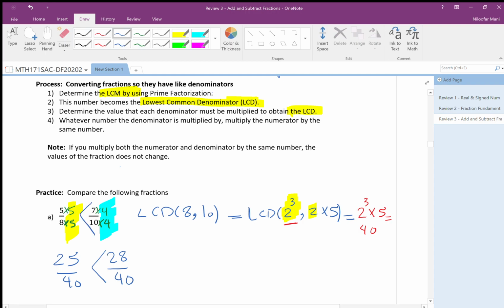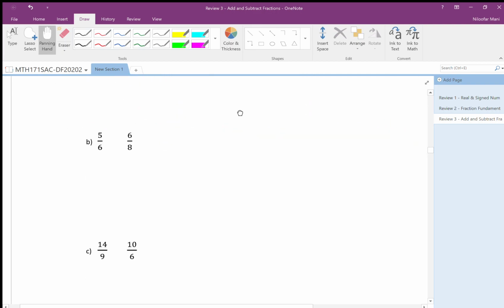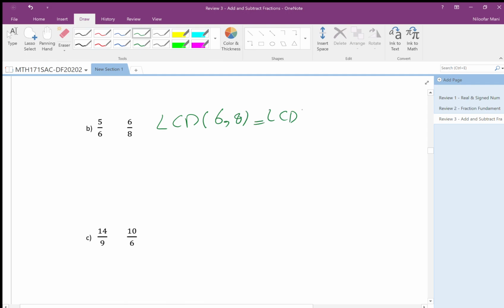Now I continue on the next one. 6 and 8. They are not like each other. So I use the least common denominator of 6 and 8, which is found from 2 times 3 and 2 cubed.